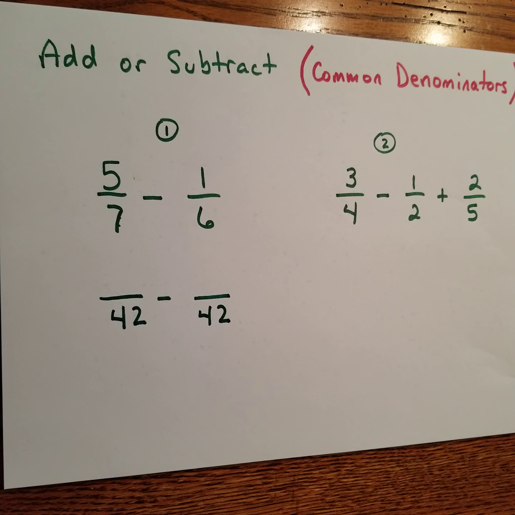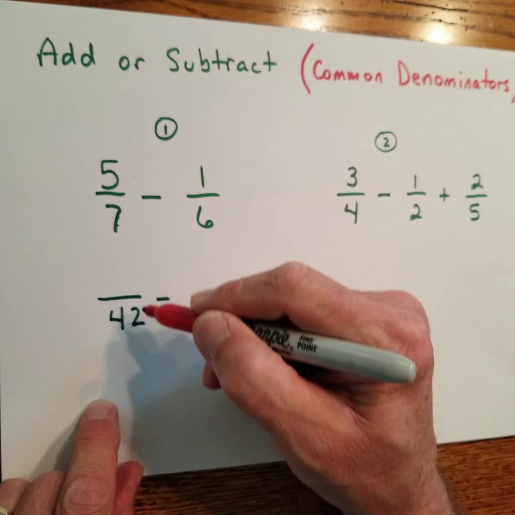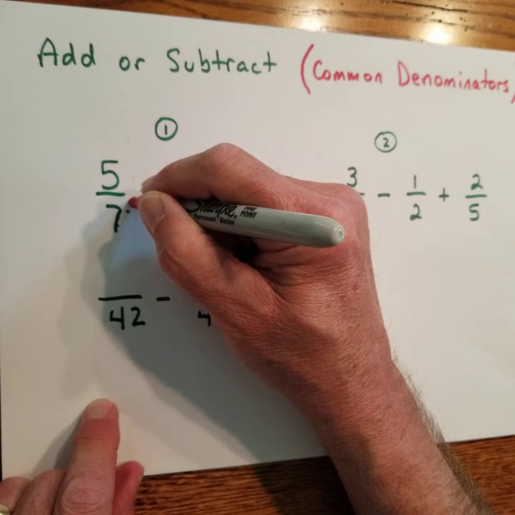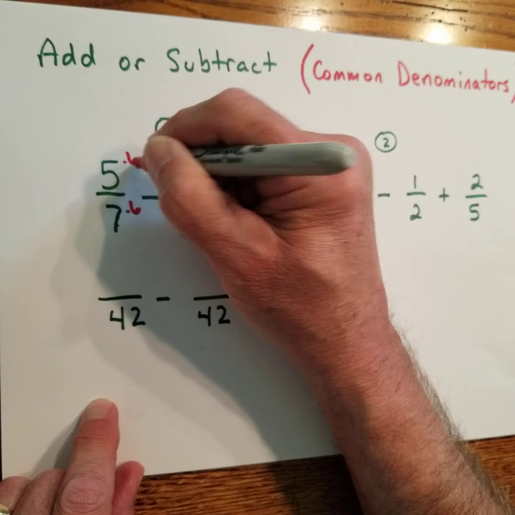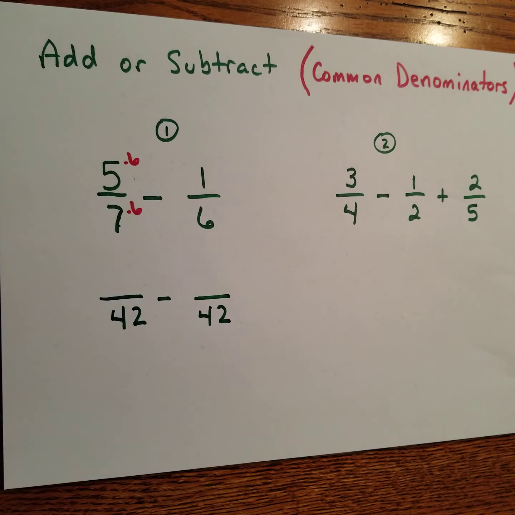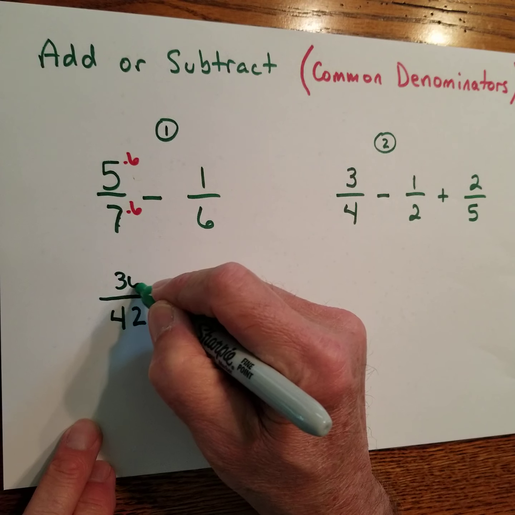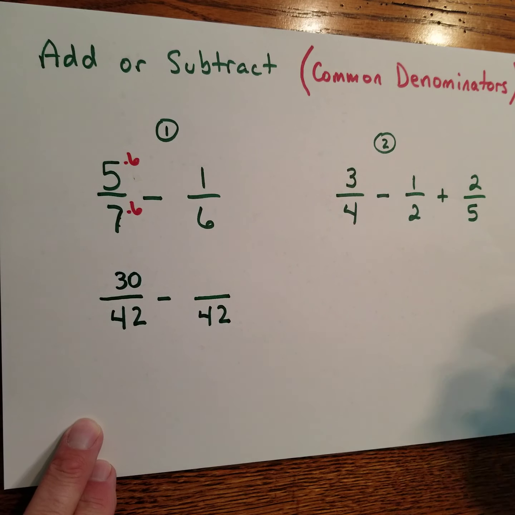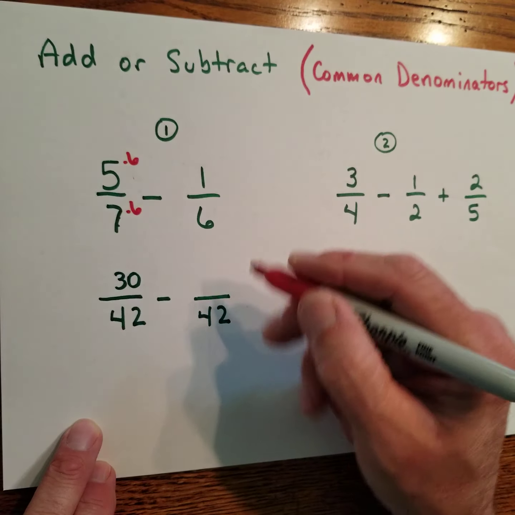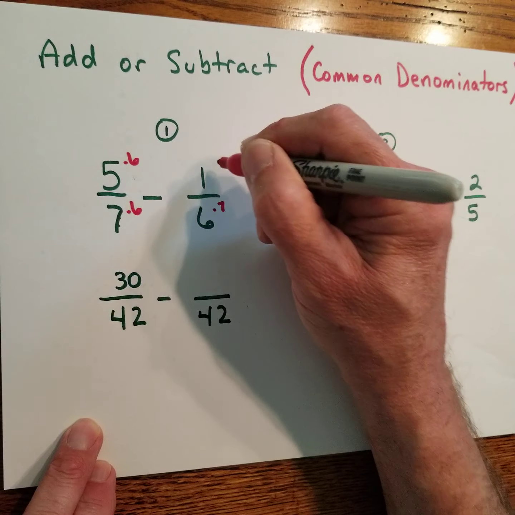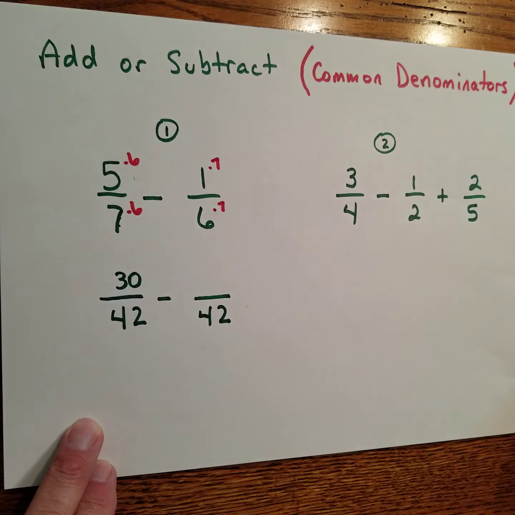Now, if you can get the numerators without showing any work, great, do it. What do you multiply times 7 to get 42? Is 6. We'll multiply the top by 6. And what do you multiply times 6 to get 42? Is 7. We'll multiply the top by 7.